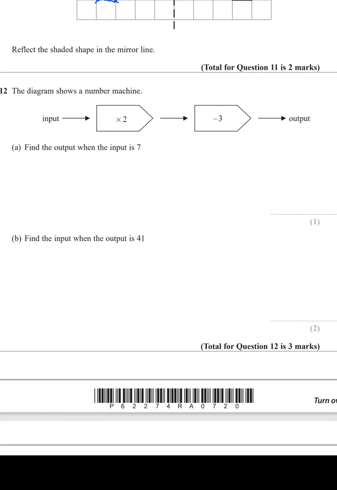Now, the diagram shows a number machine. We've got an input, we're timesing by 2, we're taking away 3. So find the output when the input is 7. So basically we need to do 7 times 2. We're just basically working our way across. Take away 3. Well, 7 times 2 is 14. Take away the 3 gives you 11.